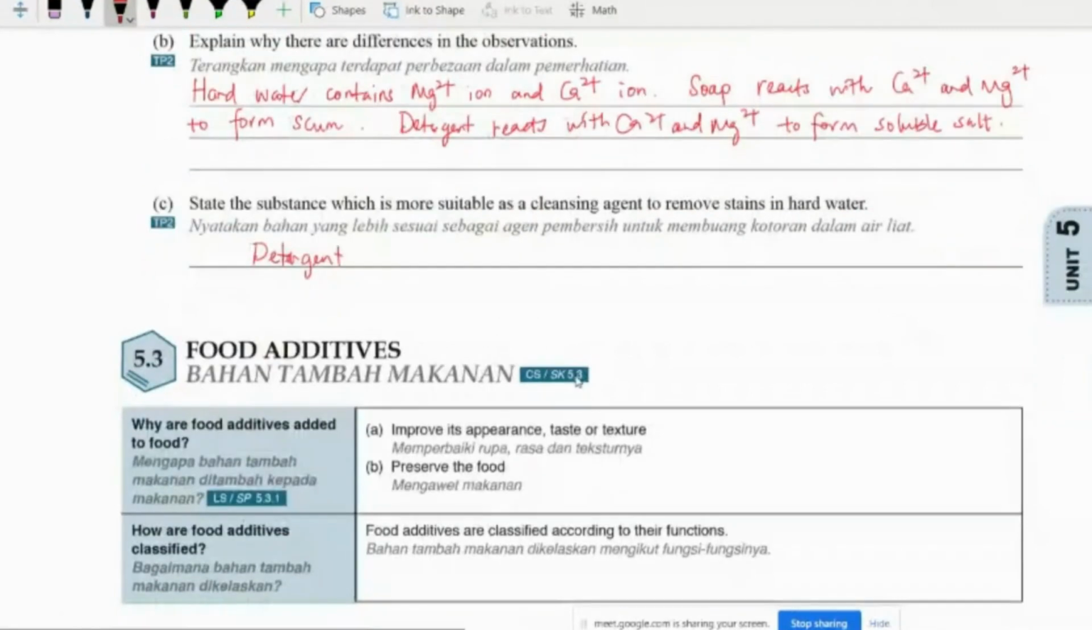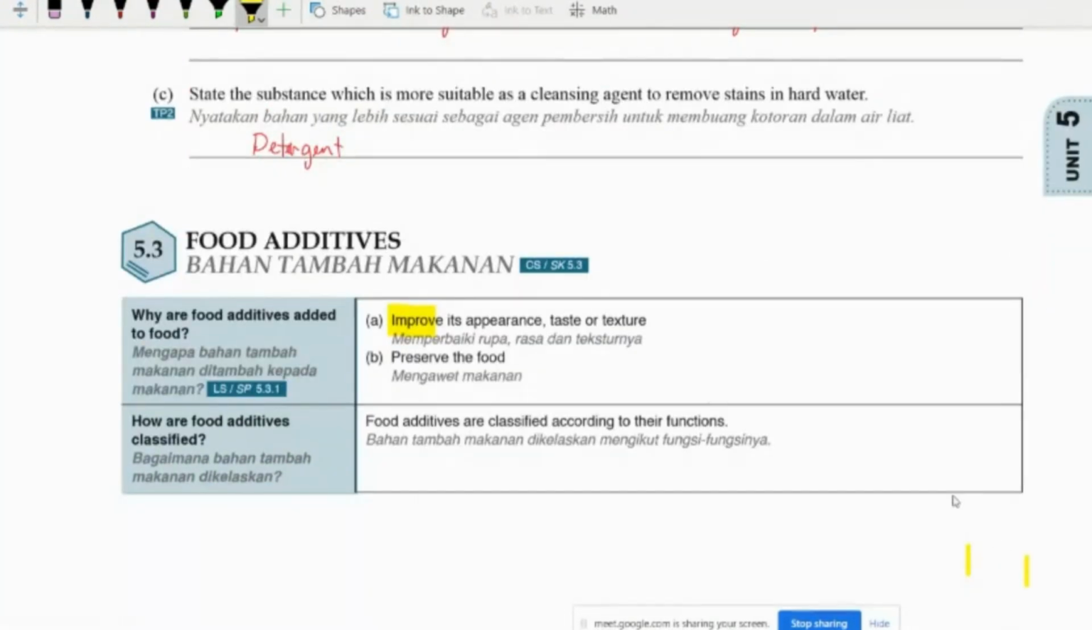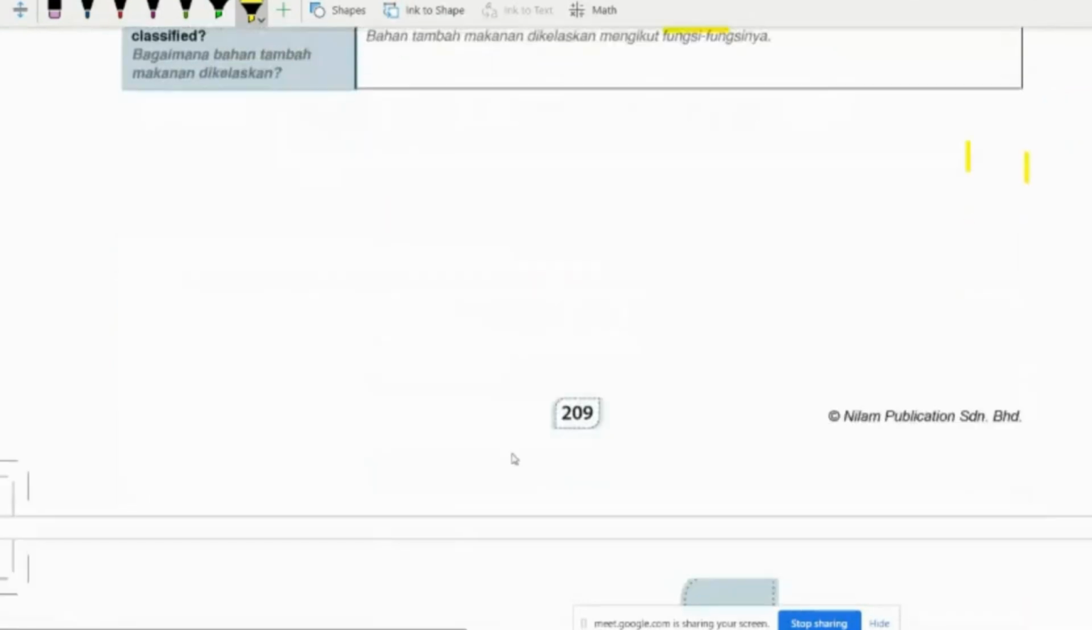Okay, next we are going to see the food additives. They are used to improve its appearance, taste, or texture, and number 2 is to preserve the food. There are two functions for us to add in the food additives. Now, how are food additives classified? They are classified according to their function. So how many categories are there for the food additives?